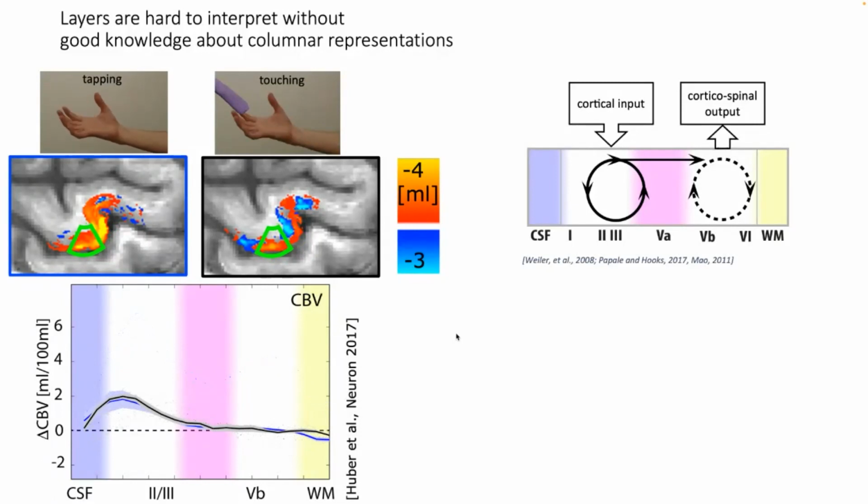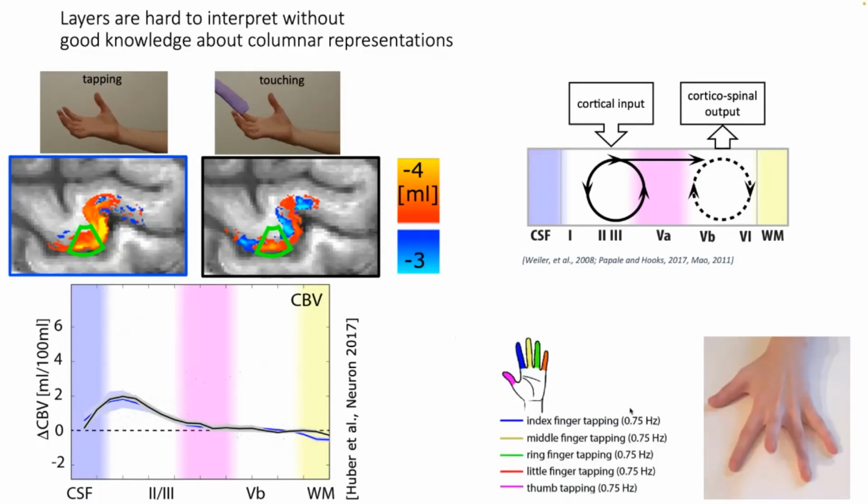And you don't see the difference anymore because you're not in the perfect column anymore that you care about. So you cannot really do laminar imaging without knowing which part of the cortex you care about. So we need topographical acquisition and also analysis tools, which we had to develop. And again, here using the test bed of the primary motor system and looking at the individual finger representations.